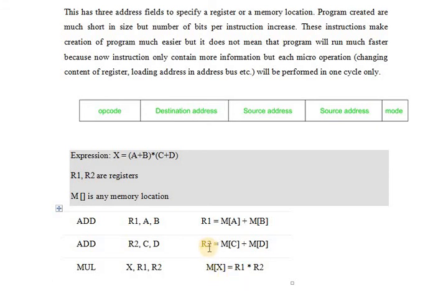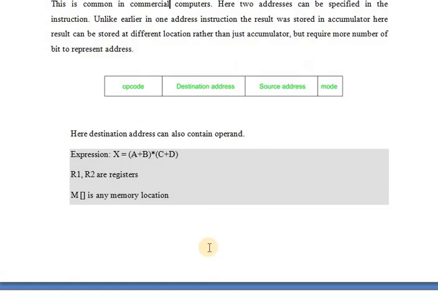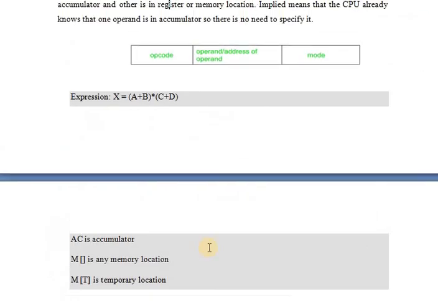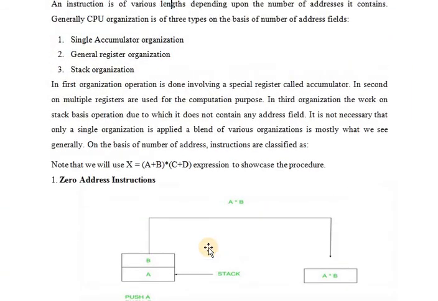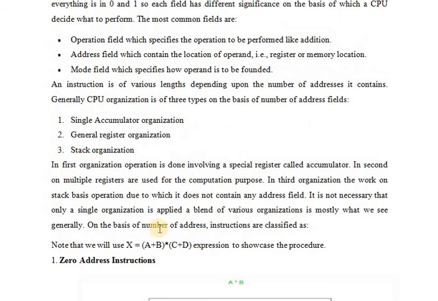So this is the instruction format in computer organization and architecture. Here you have to remember three things: mode field, address field and operation field. These three things are important here. Then single accumulator organization, general register organization and stack organization. These are the important things you have to remember while you are performing instruction formats.